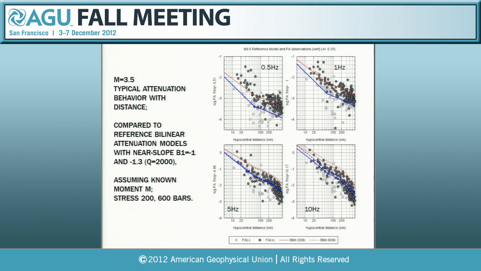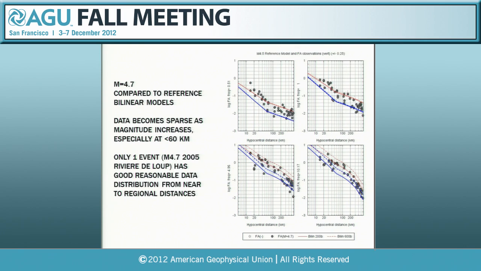The blue line has a geometric spreading of r to the minus 1.3 in close, and the red line is a 1 over r model. They're both assumed to be r to the minus a half beyond that, with some standard Q model. There's also a dashed line there for a higher value of stress drop. So 2 values of stress drop are shown, 200 bars and 600 bars. At low frequencies, it doesn't matter what stress drop you use because it's the moment that controls the amplitude level of the curves, the combination of moment and geometric spreading. Whereas at the higher frequencies, the value of stress drop also comes into play.